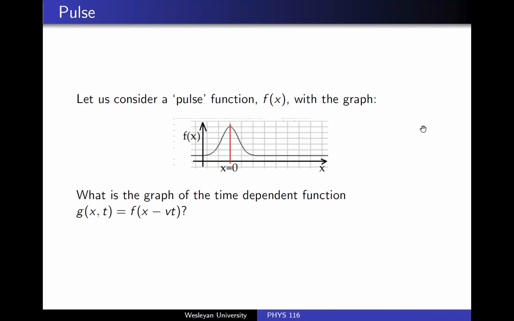What is the effect of this combination x minus vt being in the function? What do the solutions look like?